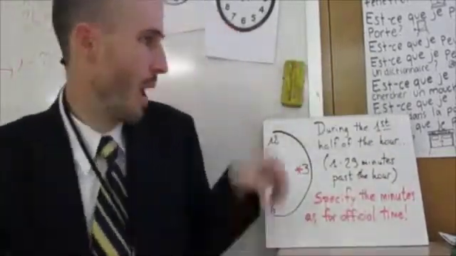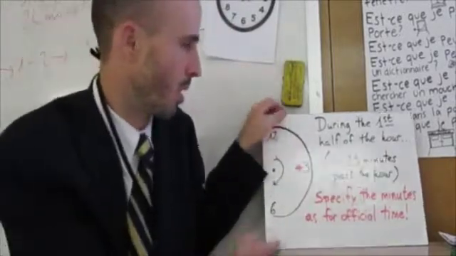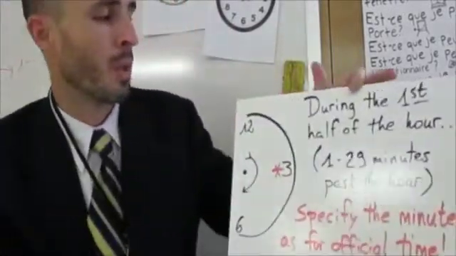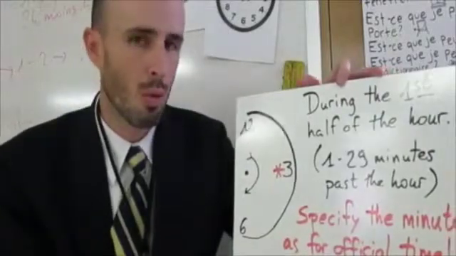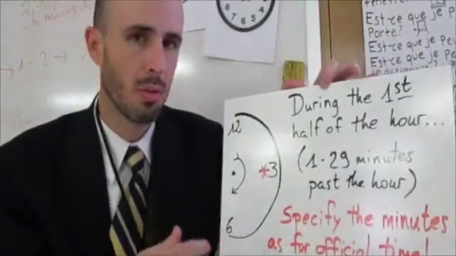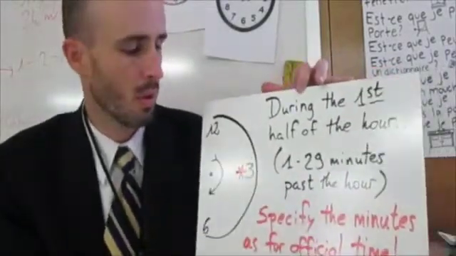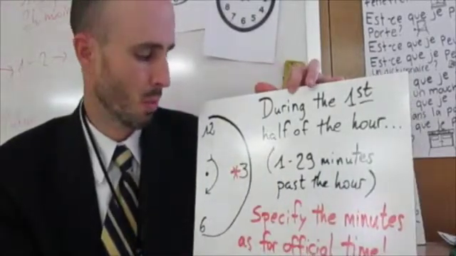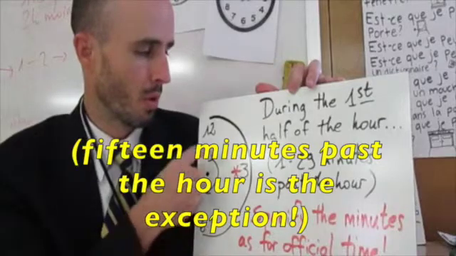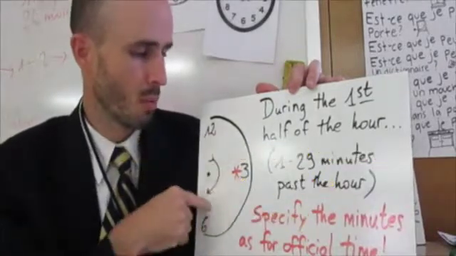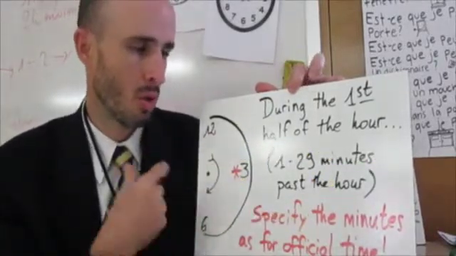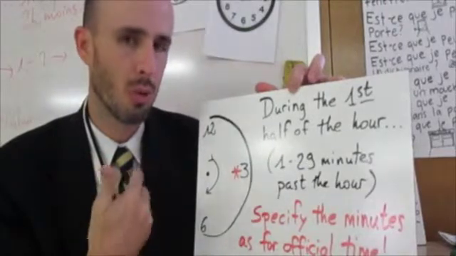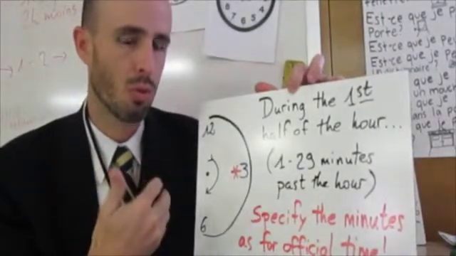Now how do we get through the hour? For any given hour, during the first half of the hour, we're going to state the time, as in I give the hour and the minutes, basically the same way that we did with the official system. So again, anywhere from 1 to 29 minutes past the hour, you can state the number of minutes basically the way that we do with the official system.